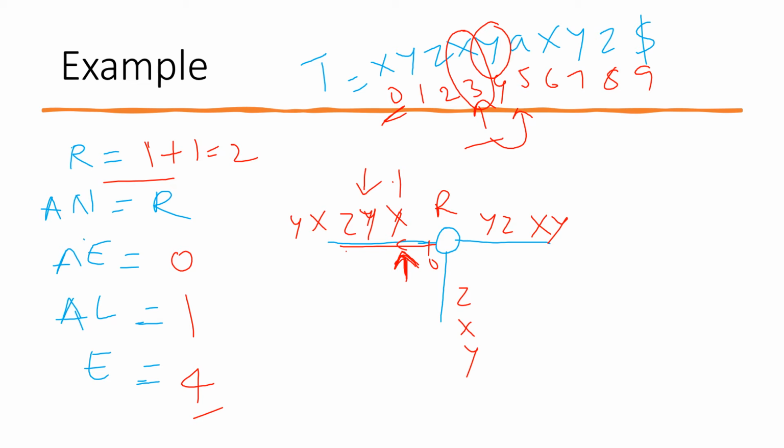So the active edge is the same, but the active length is different. We'll have to increment the active length by 1, so it becomes 2, and then we shift to the next phase. We have to increment the end by 1, and then we have to increment the remainder by 1, so it will become 3. So right now these are the values we have. Now r is 3.